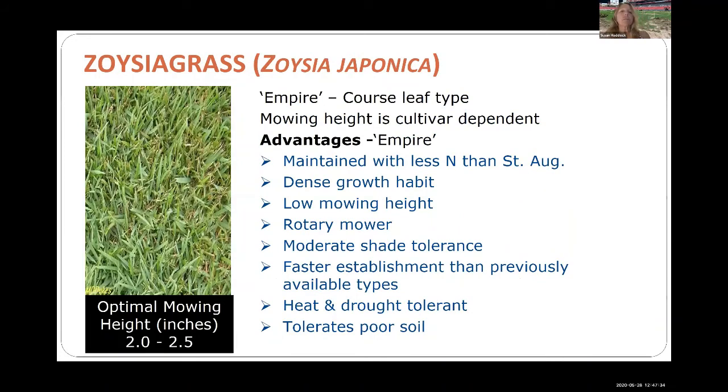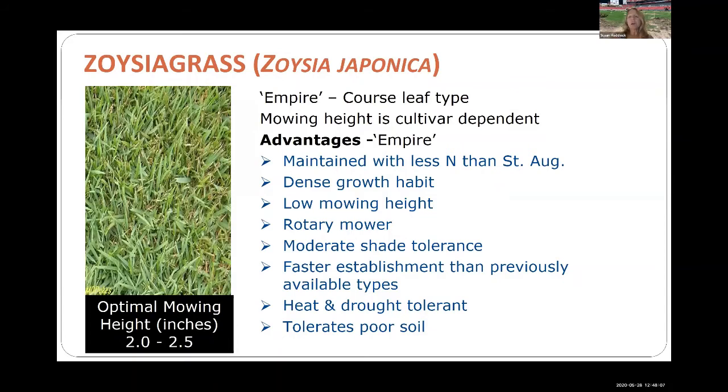Zoysia grass, the Empire, which is the coarse leaf type, is one that's gotten more and more popular, especially for homeowners. It is maintained with quite a bit less nitrogen than St. Augustine, about half as much. It is mowed lower. You can use a rotary mower on it. It has moderate shade tolerance and establishes quite quickly. Some of the zoysia grass can be pretty aggressive, and it can also go into your neighbor's if you have it, can leap over into your neighbor's St. Augustine grass. It's heat and drought tolerant.